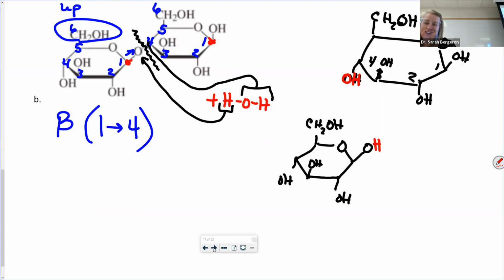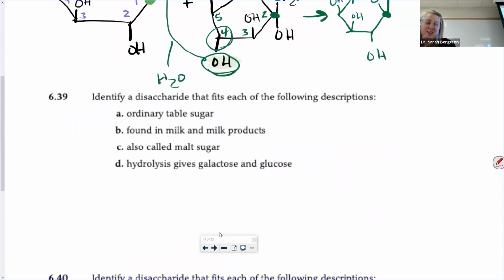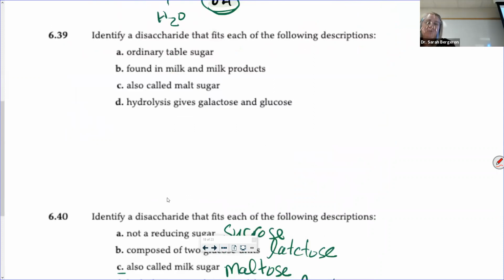All right, so now we can kind of talk about some disaccharides. Identify the disaccharide that fits each of the following descriptions. So ordinary table sugar. If you like to add sugar to your coffee, what kind of sugar are you actually adding? Sucrose, S-U-C-R-O-S-E. In milk and milk products, lots of people say, oh, I'm lactose intolerant, right? So that's lactose, L-A-C-T-O-S-E.